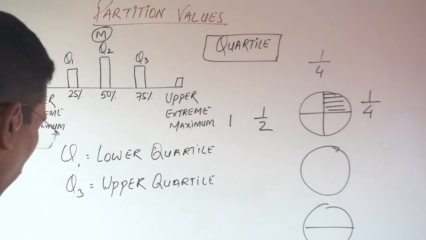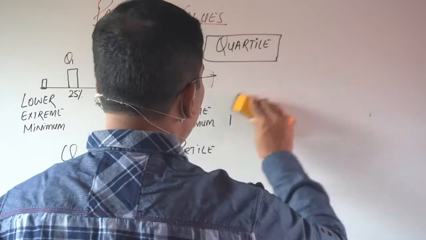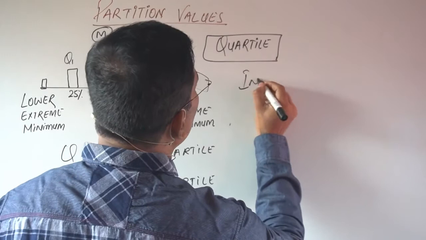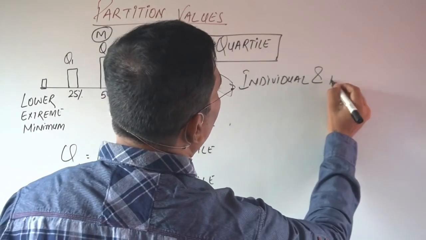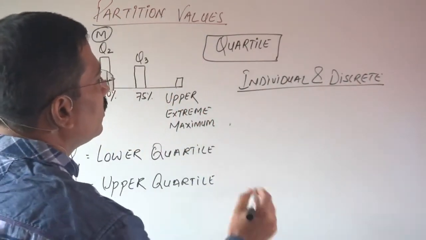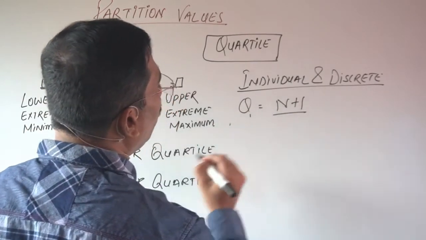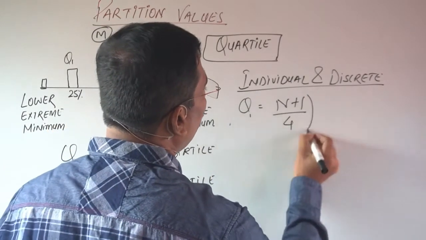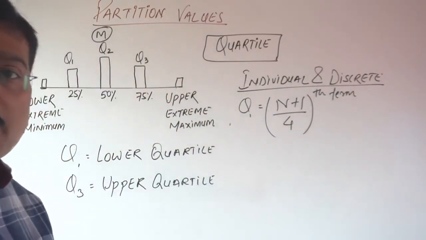Okay. Now how will you calculate the lower quartile and the upper quartile? In individual series and discrete series, the formula of Q1 is equal to (n plus 1) upon 4, the fourth term. Now Q refers to what? Quartile, and quartile means 4. This is the fourth term. Okay?